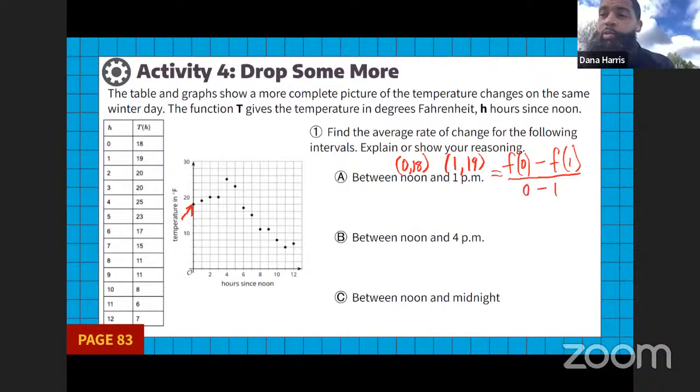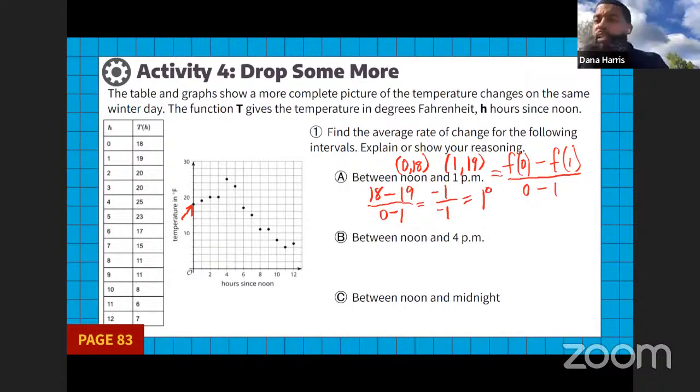Well, f of 0, as we can see, is 18, and f of 1 is 19, and then 0 minus 1 on the bottom, right? So we're really just using the slope formula. All right, so 18 minus 19 is -1, and 0 minus 1 is -1. And if we simplify that, -1 divided by -1 is 1 degree. So the rate of change between noon and 1 p.m. is 1 degree per hour. Notice this is an increase. The temperature goes up, and as you can see, looking at the points, it goes up between noon and 1 p.m.